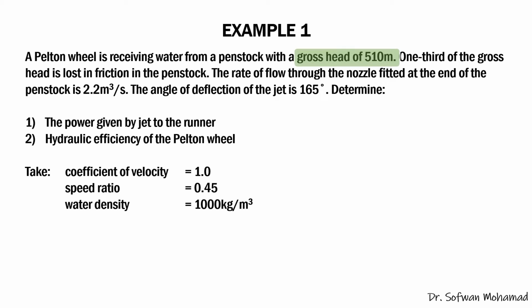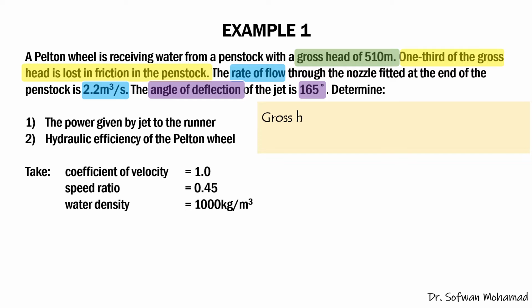The first one is the gross head, 510 meters, and then one-third of the gross head is lost in friction. And then the flow rate is equal to 2.2 meter cube per second, and the angle of deflection is equal to 165 degrees. It's a good practice to write down all those information.